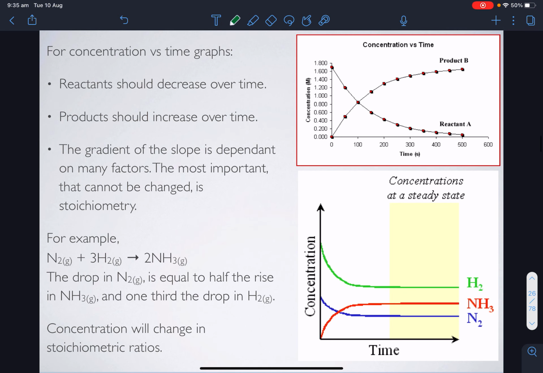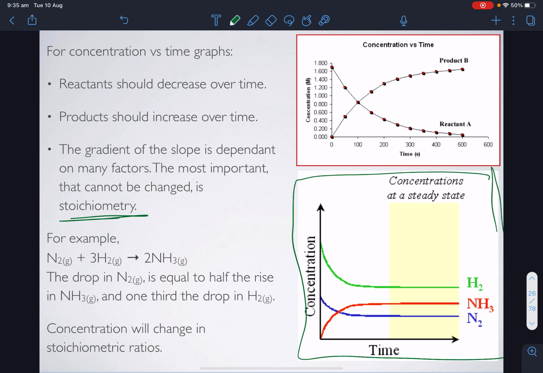So, for concentration versus time graphs, the reactants should decrease over time. The product should increase over time, and the gradient of the slope is dependent on many factors, okay? And these can be changed, and we'll talk about changing these factors of the reaction later, but one cannot, and that's the stoichiometry, okay?